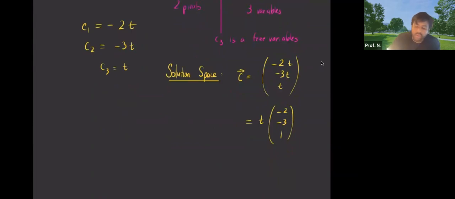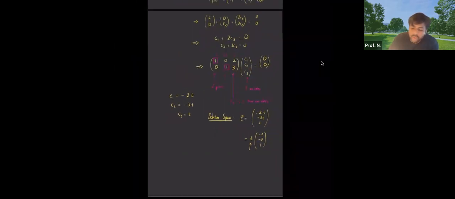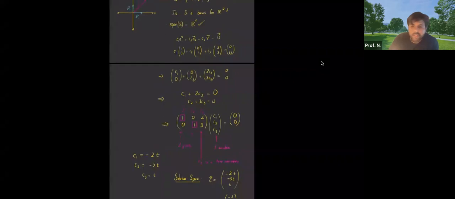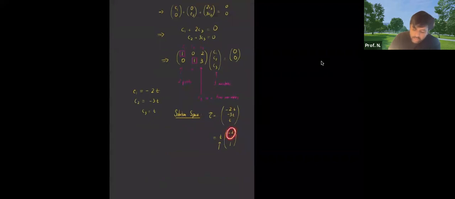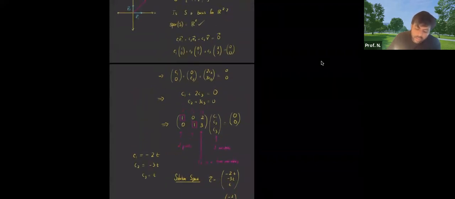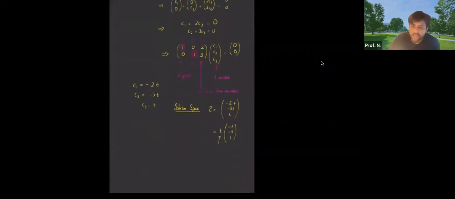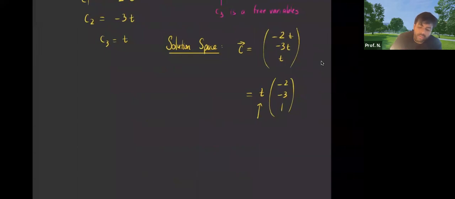What did I just show? A free variable indicates that there are infinitely many solutions. Just plug in anything for t, and you get another vector. You have infinitely many. So this is not linearly independent because I can plug in negative 2, negative 3, 1. I can plug that in here, negative 2, negative 3, 1, and I will get 0. So this is not linearly independent. So infinitely many solutions.